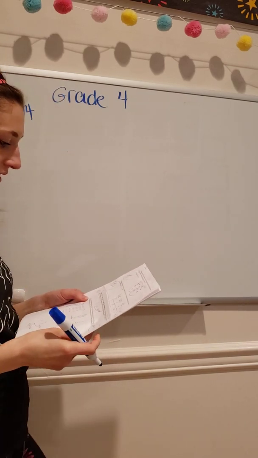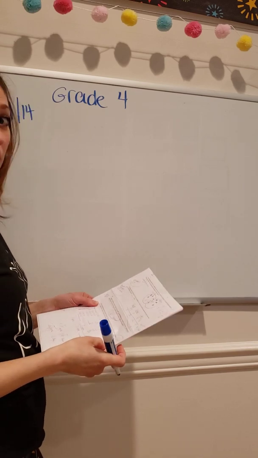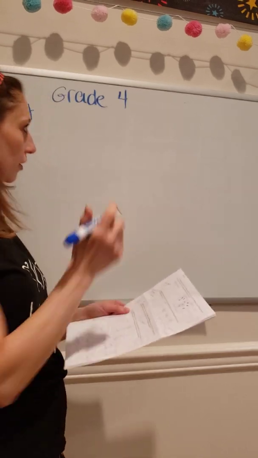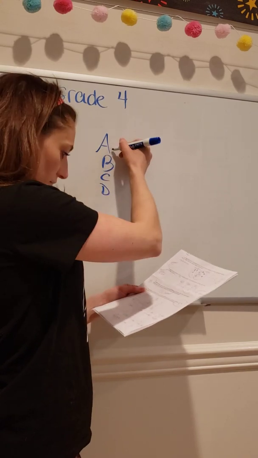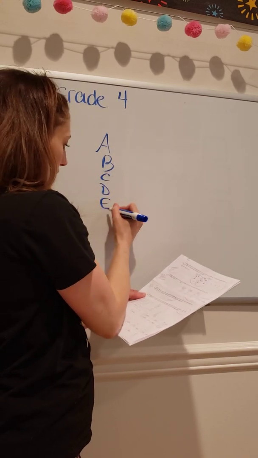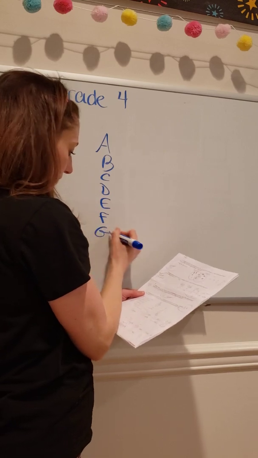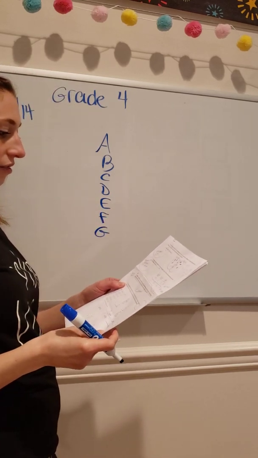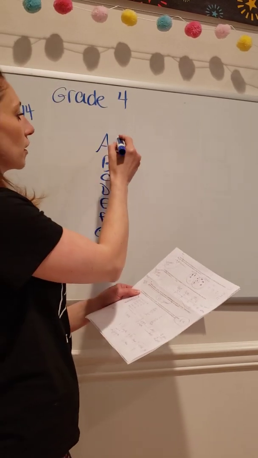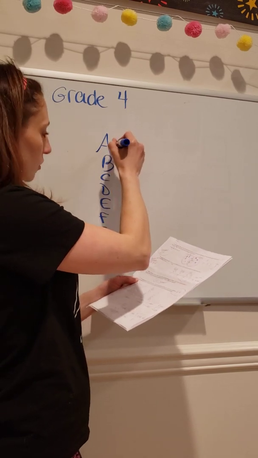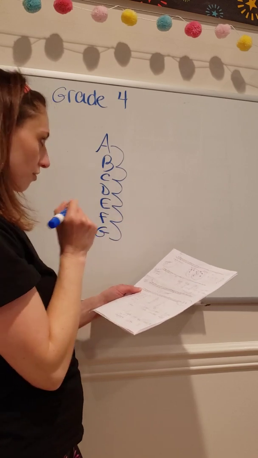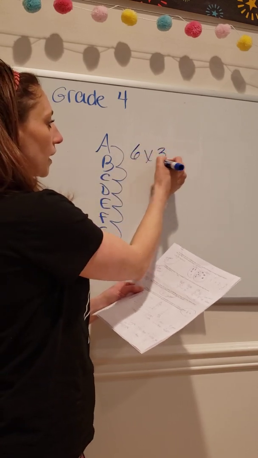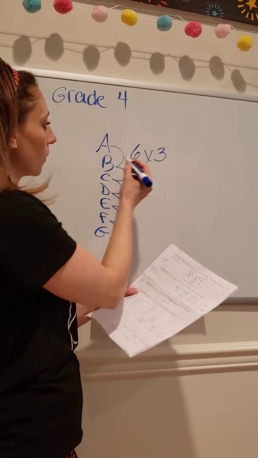Albert, Bonnie, Connor, Devin, Eva, Francis, and Greg, that's a mouthful, like to play checkers. I'm going to write down one letter for each of their names: A, B, C, D, E, F, and G. Each of them are going to play 3 games with every other person. So starting with the first person, Albert, he plays 1, 2, 3, 4, 5, 6 other people. And he's going to play 3 games with each of those people.